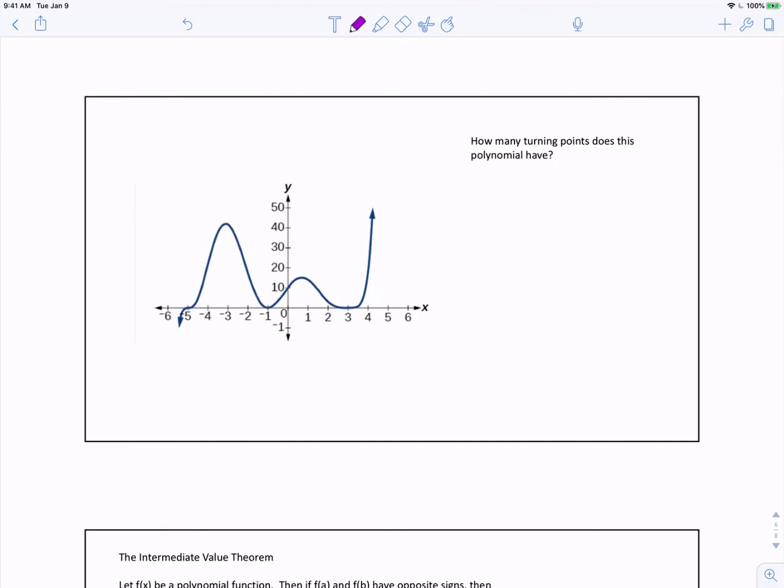Okay, so if you're wondering why that answer was what it was, let's show the turning points. There's a turning point here. It went from increasing to decreasing. A turning point here, from decreasing to increasing. A turning point here, and a turning point here. So that polynomial had 4 turning points.